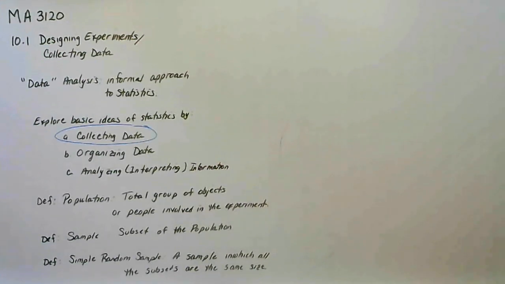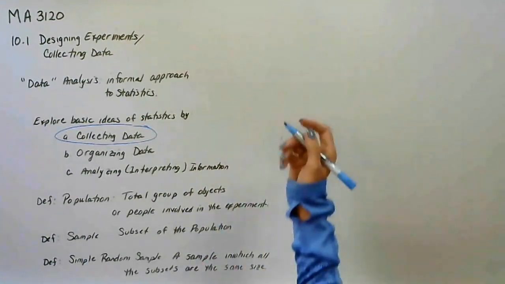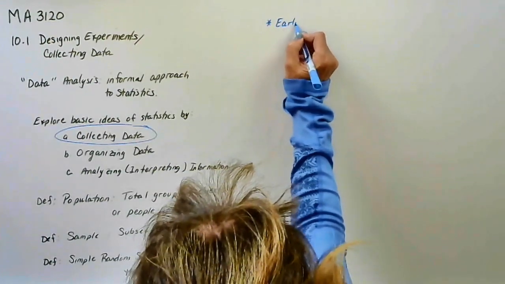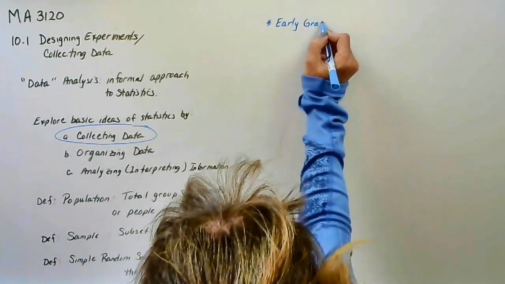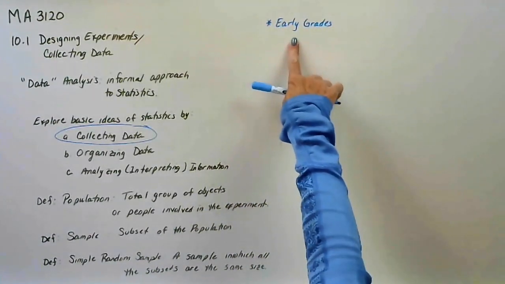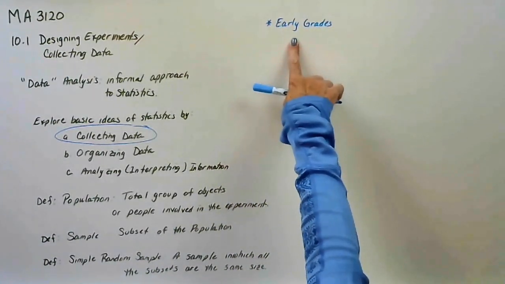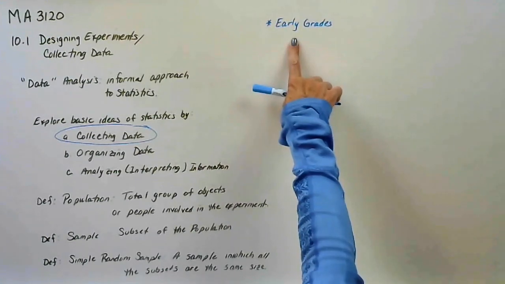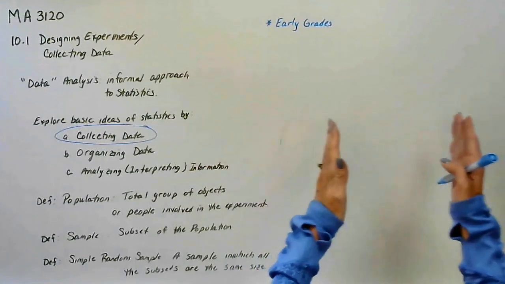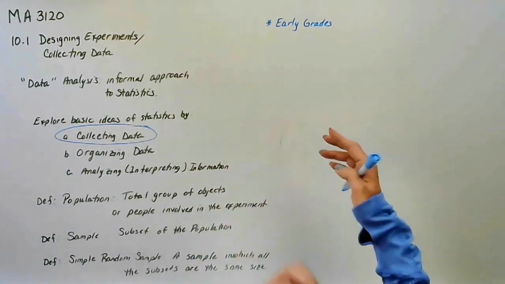So let's say we're looking at early grades. This definition of early grades can change. So don't start thinking, oh, early grade only means K through third. That's not necessarily true. This is always going to slide depending on what we're talking about.